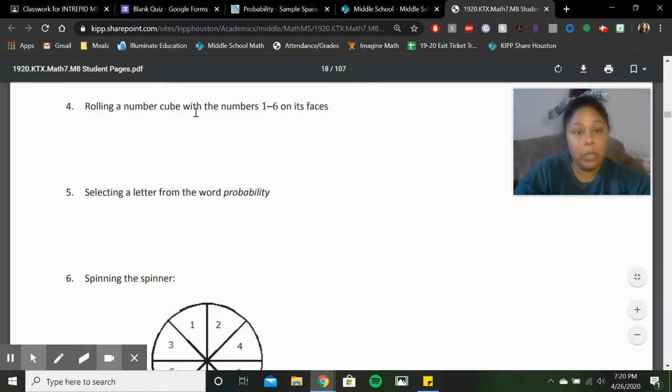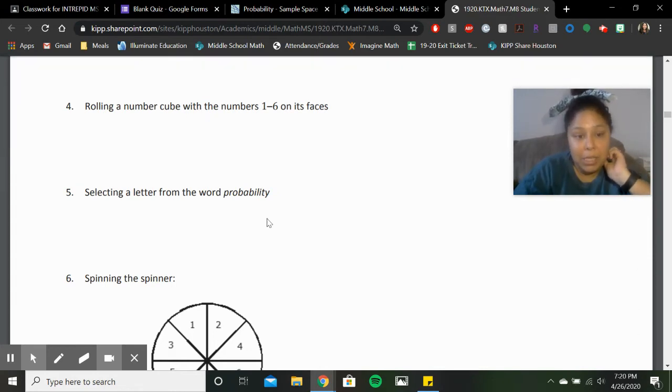So right here, rolling a number cube with the numbers 1 through 6 on its faces, the options are 1, 2, 3, 4, 5, 6. Those numbers are your sample space, because those are the possible numbers you can land on. But that's the only time that you will have the number part in sample space.